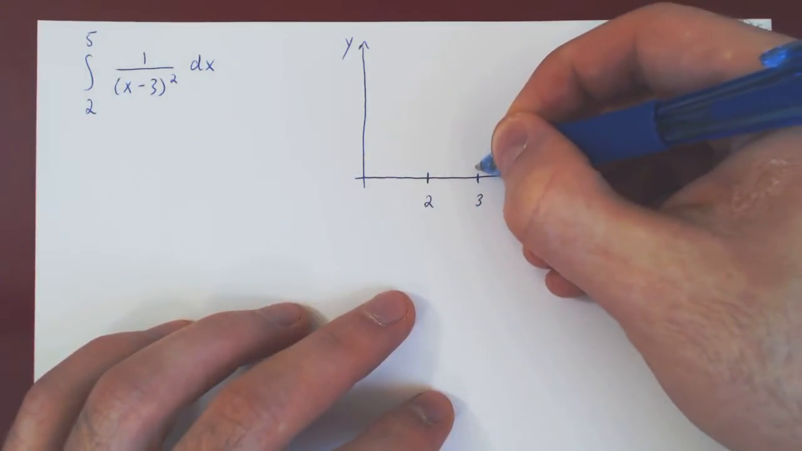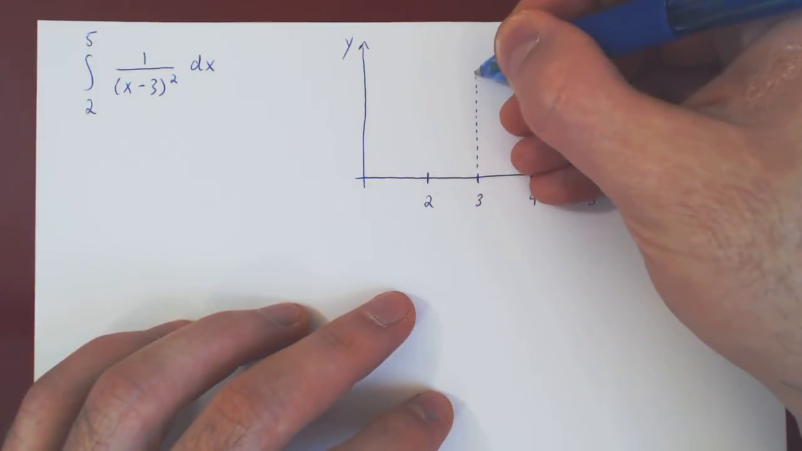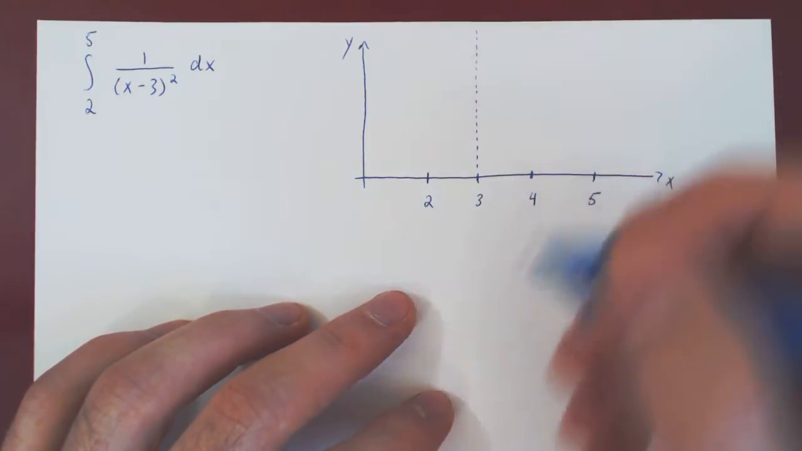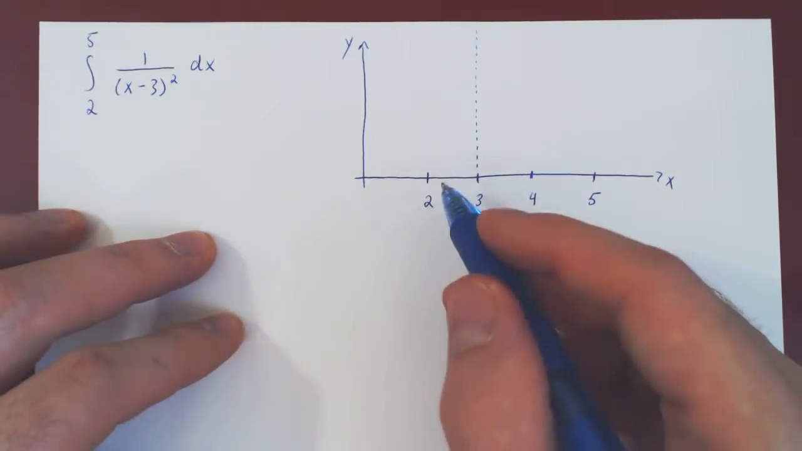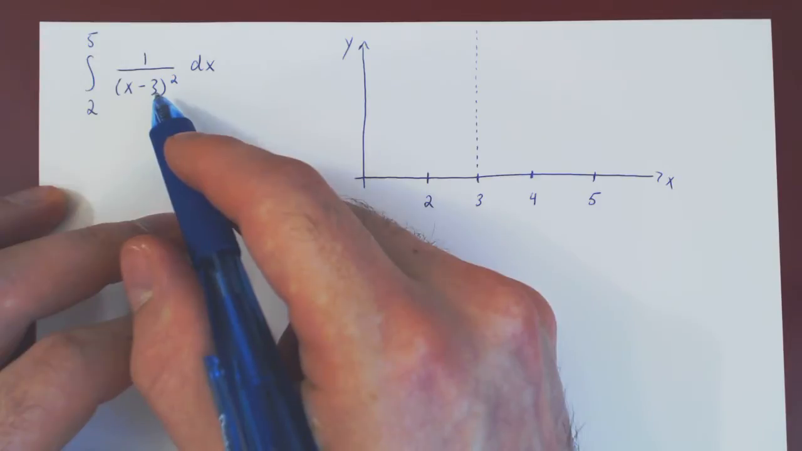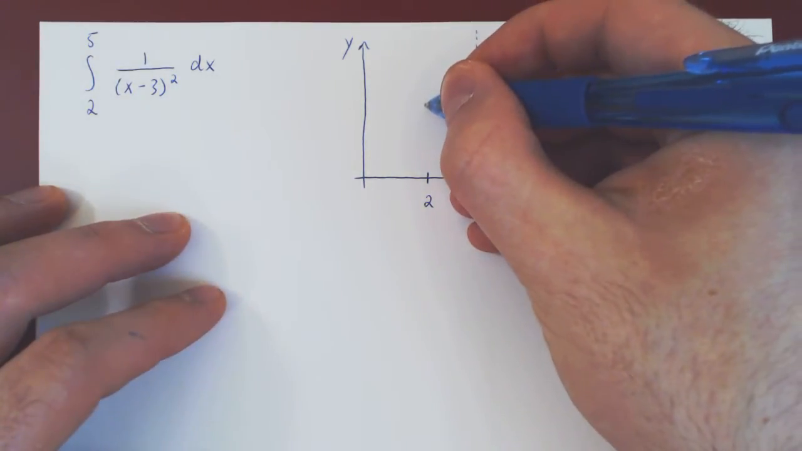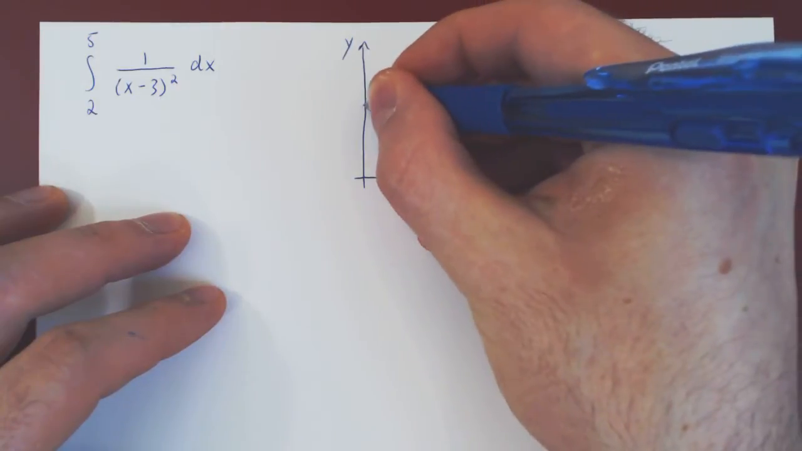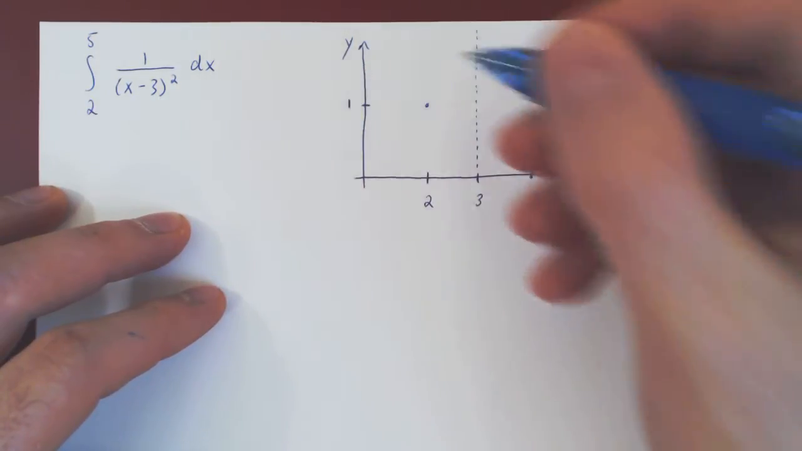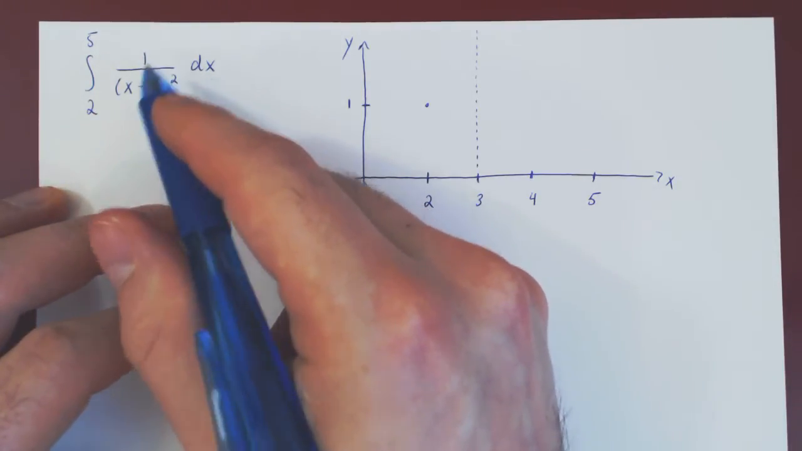So once again, as in our previous examples, we have a vertical asymptote. Now you can plug in x equals 2, which will give you 2 minus 3, negative 1, squared is plus 1, so the y value is 1. And at 5 you have 5 minus 3, 2, 2 squared is 4, you have 1/4.